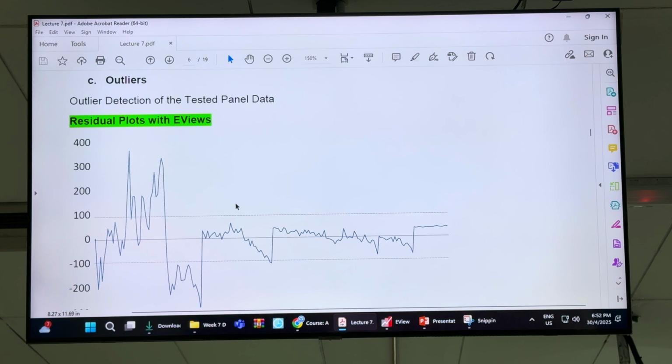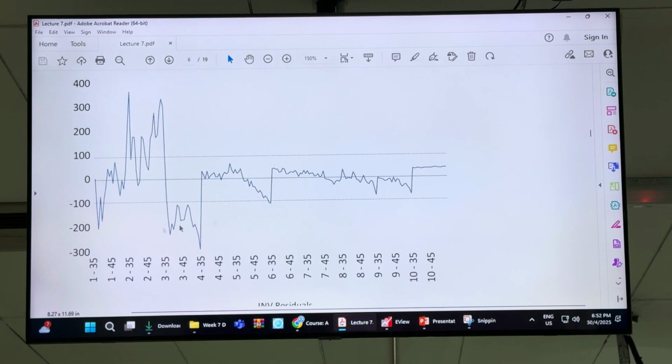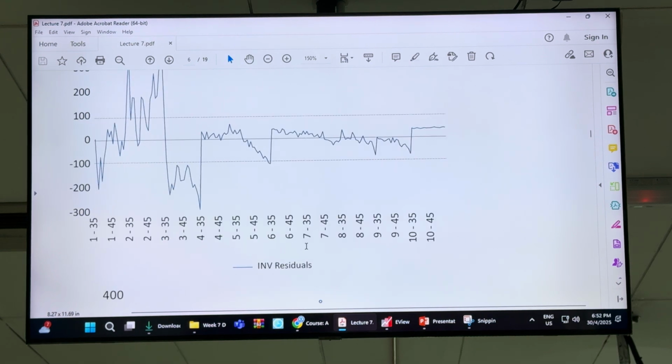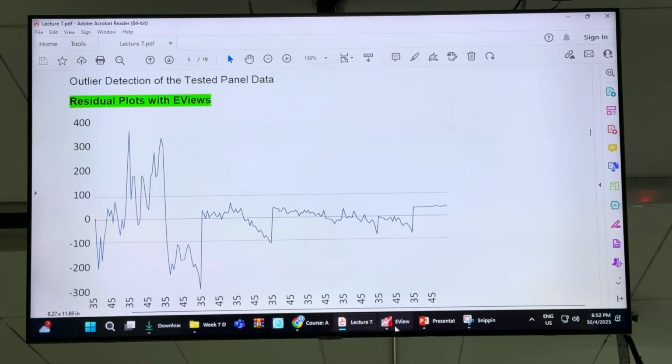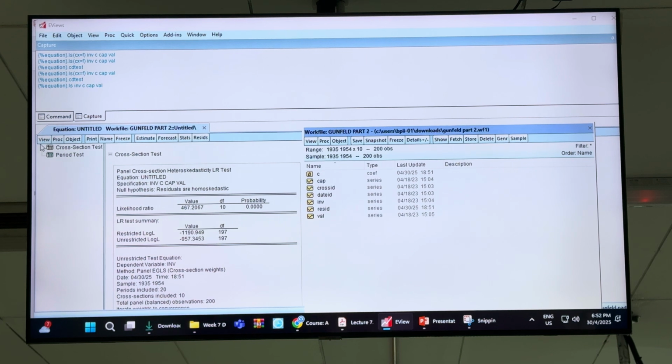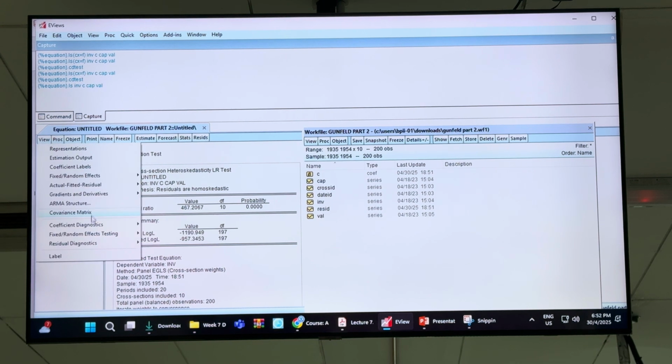So what else can we diagnose, right? Can I use the residual plot? I can plot the residual actually. How to plot the residual, right? You can go to view, and then you can go to residual graph. You can put the actual with the residual graph or residual graph.